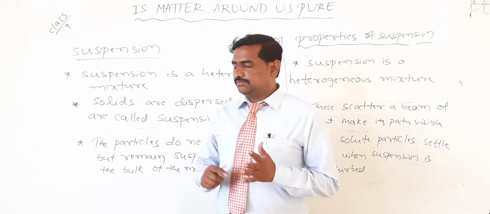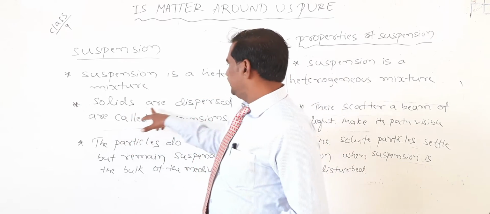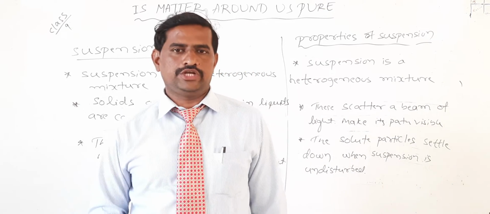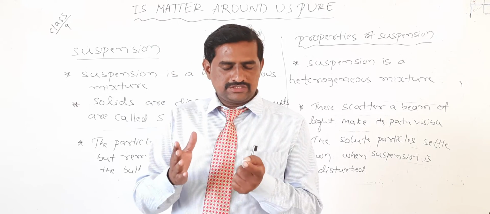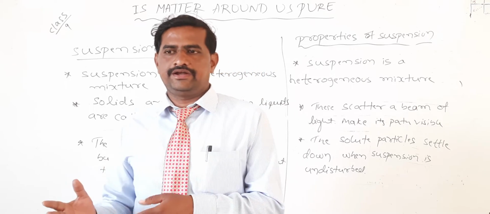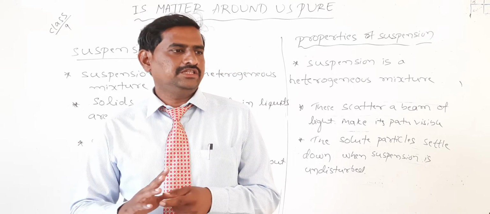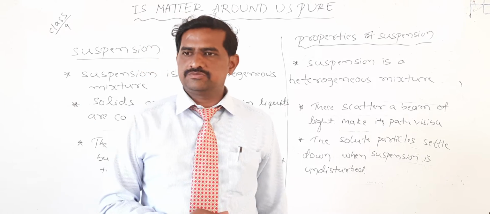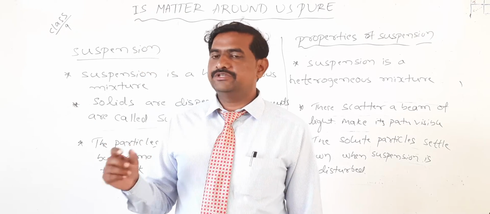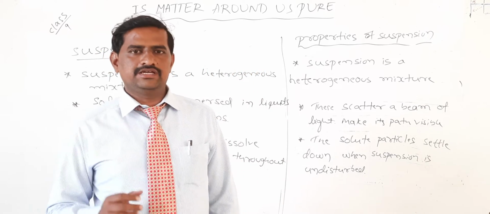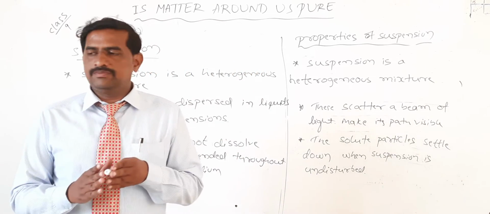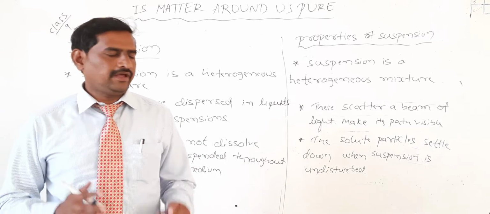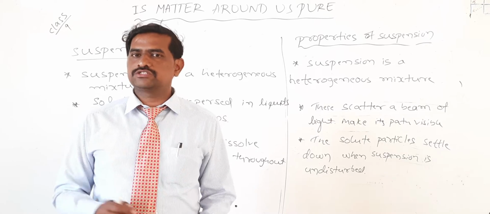Usually the solid particles are dispersed, which means we can see the solid particles in the solution. So that's the difference between the suspension and the solution. Solution means we can't see the particles. The particles are very small in the solution, but in the suspension the particles are visible. We can see them with our naked eyes, and they are dispersed. The solid particles dispersed in the solution is called a suspension, and the suspension is a heterogeneous mixture.